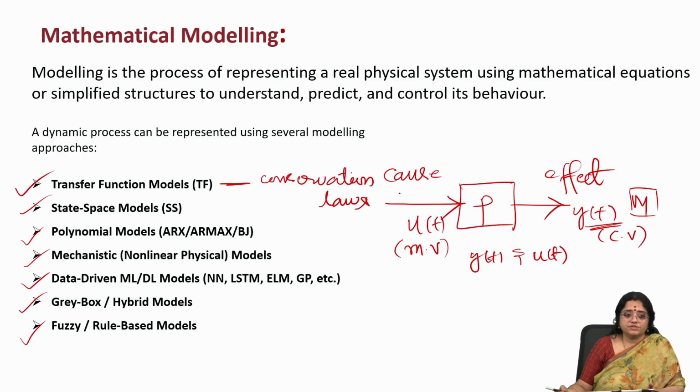The law of conservation, or law of accumulation. Each system is capable of accumulating some sort of mass or energy. Depending on that principle, we will be extracting the mathematical representation or relationship between the manipulative variable and the controlled variable. In this course, we will be looking into the details of building transfer function models, and other types are also important, but right now they are not under the scope of this particular course.